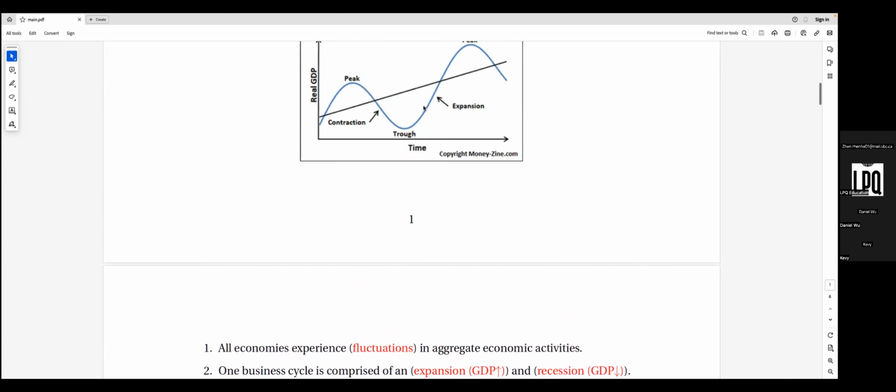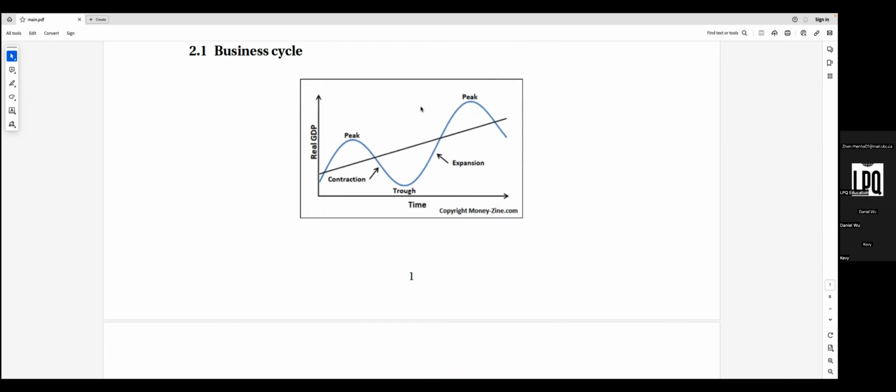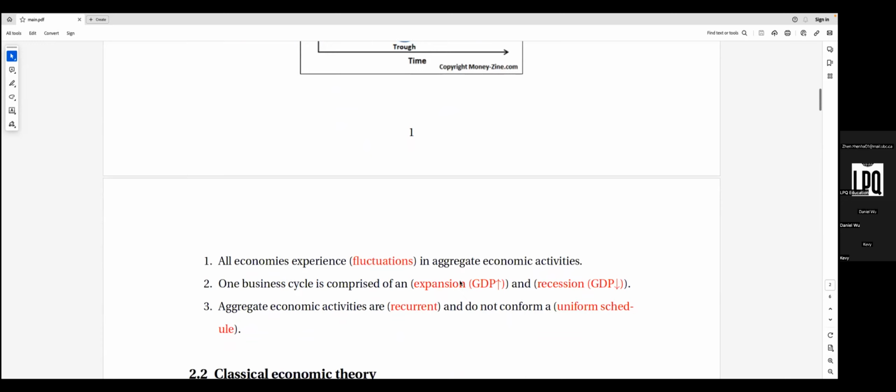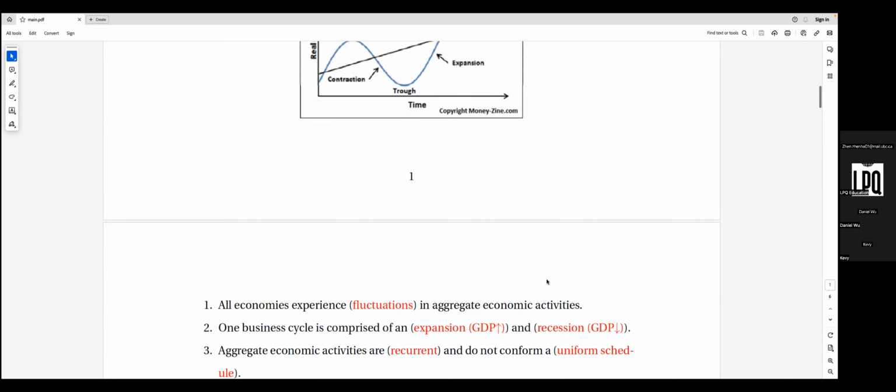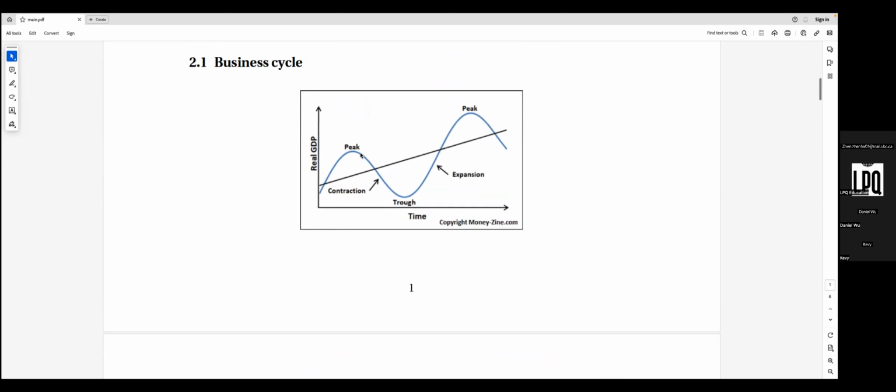Totally in this graph, we have two business cycles, right? Because one expansion plus another recession together is called a business cycle. So expansion, recession, expansion, recession. So in this graph, we have two business cycles.